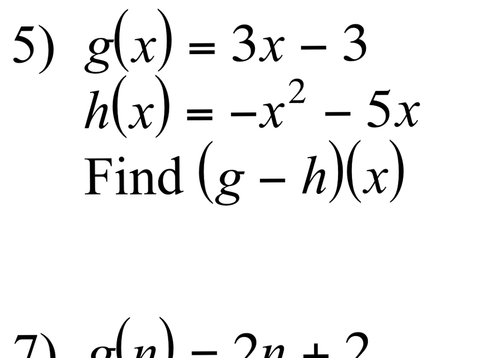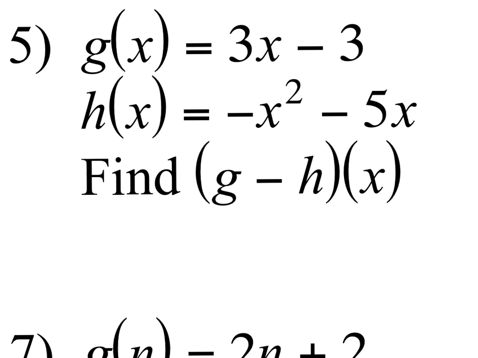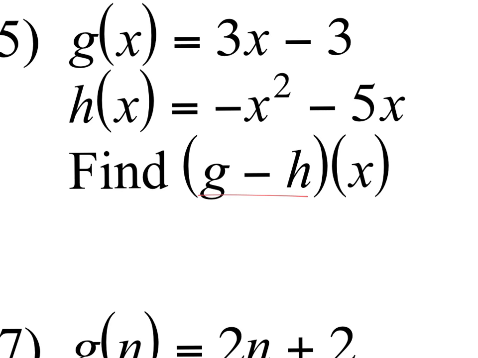g of x is equal to 3x minus 3. h of x is equal to -x squared minus 5x. Looking for g minus h of x. In other words, I'm taking 3x minus 3, from that I am subtracting -x squared minus 5x. And I'm going to combine like terms.